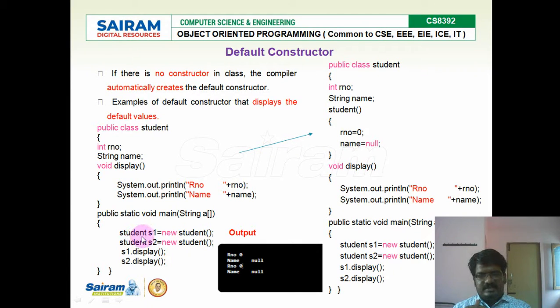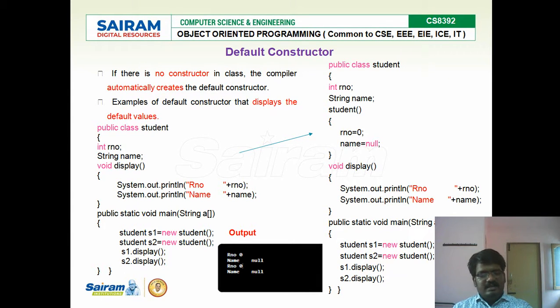See here, Student is my class name, S1 is the object, new Student. Even if you have not defined the Student constructor over here, it will be created automatically. That is what the first point says: if there is no constructor in the class, the compiler will automatically create the default constructor. It happens internally by the compiler. It is not shown to the user.